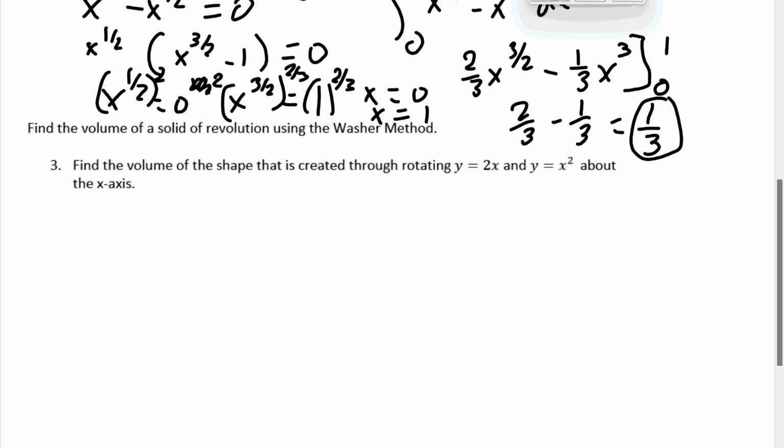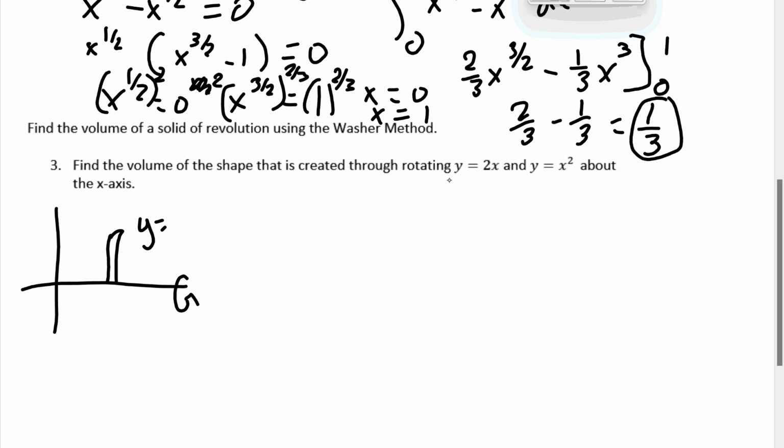Next one is asking for the washer method. Find the shape created by this, y equals 2x about the x-axis. So whenever I'm spinning about a horizontal axis, like the x-axis, then if I'm doing either solids or washers, I want a perpendicular cross section. So that means I want my equations to be y equals. So if they're not y equals, sometimes I would have to go ahead and solve it.